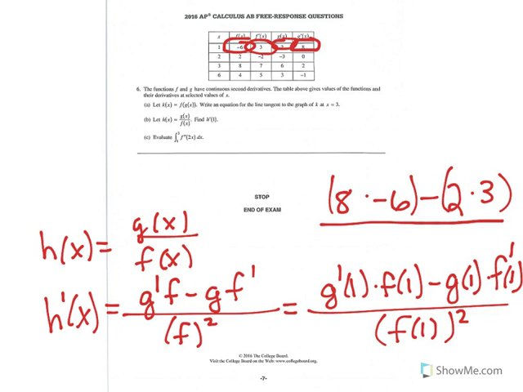All of that over f of 1 squared. You can leave it like that. You do not have to evaluate it. That is a correct answer. If you felt the need to evaluate it, you could. Just make sure that the bottom number has parentheses around it before you begin.